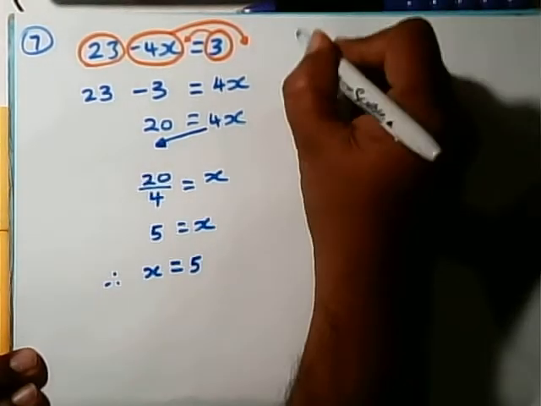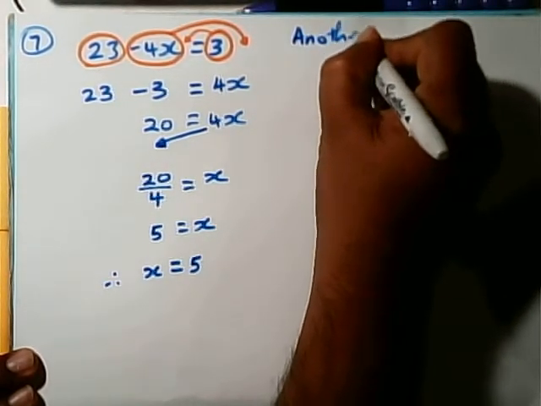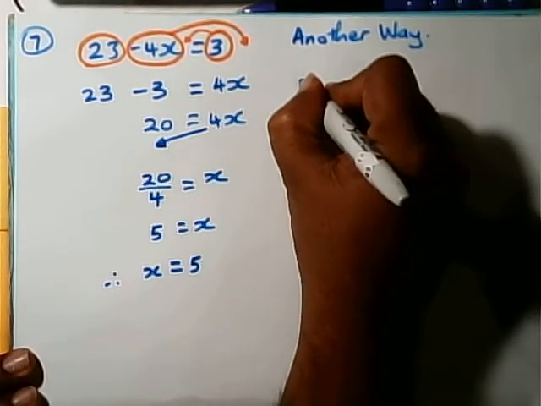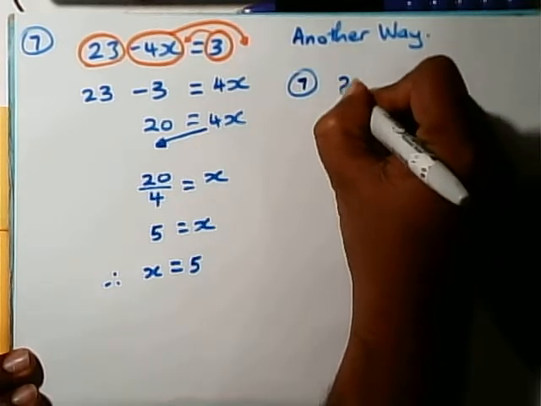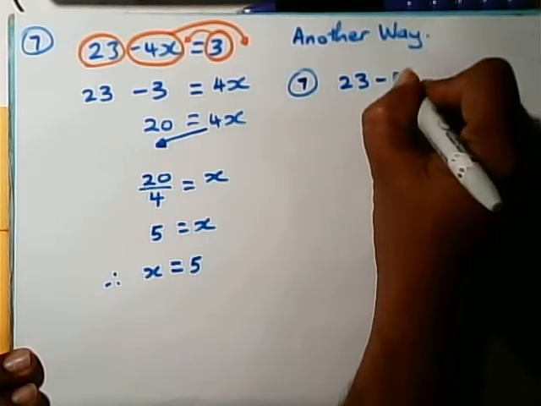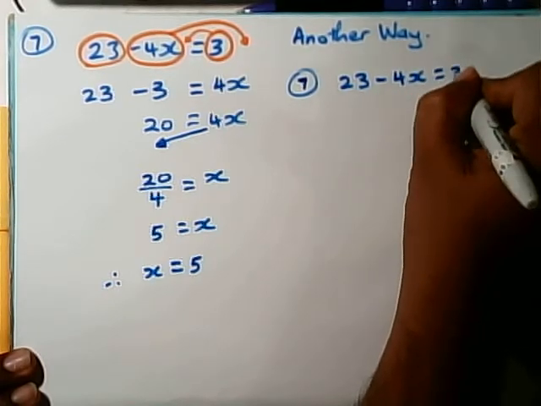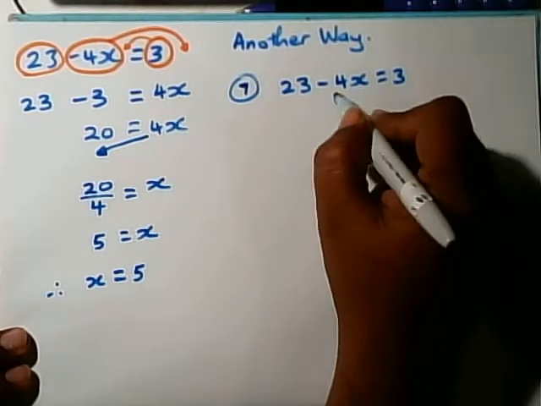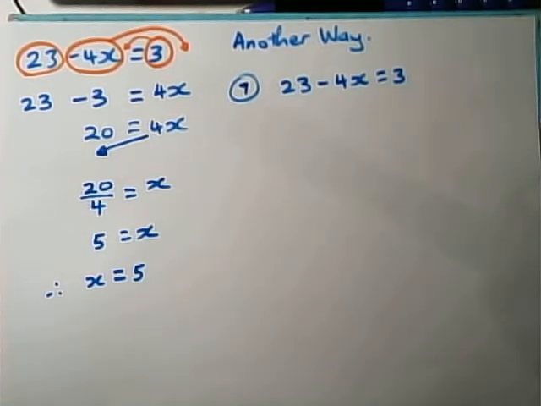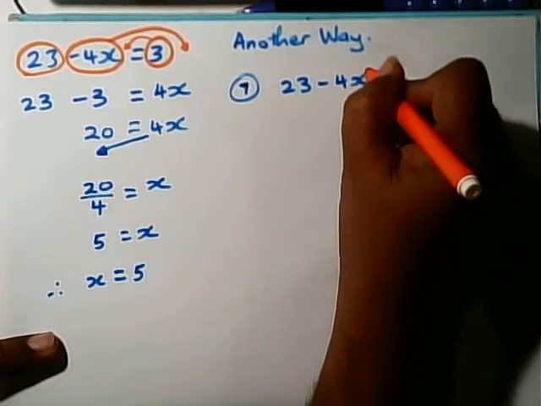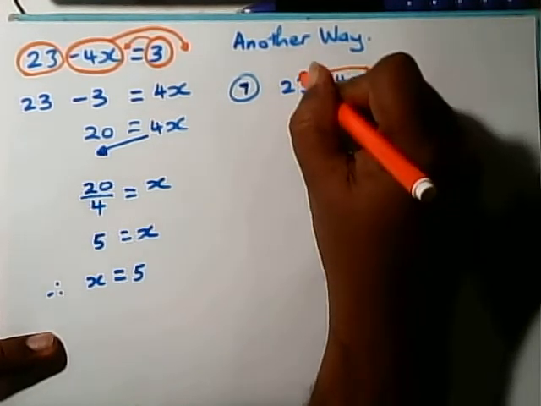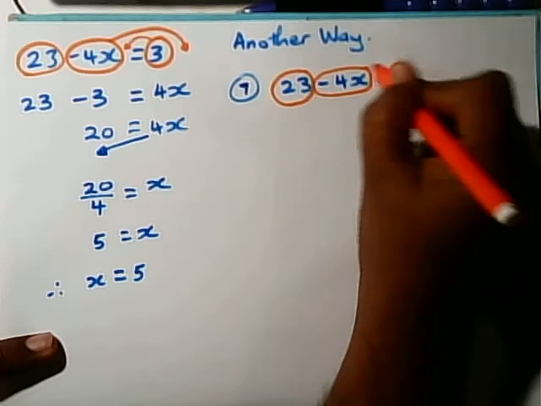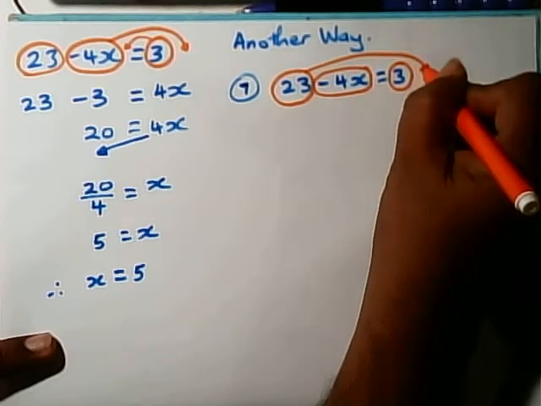Here's another way to do the same sum, which might have been something like what you would have tried. Question 7 again. 23 take away 4x equals 3. Well, a lot of you like to keep the minus 4x on this side. So you probably thought of moving the 23 across. That's right. Move the 23 across.